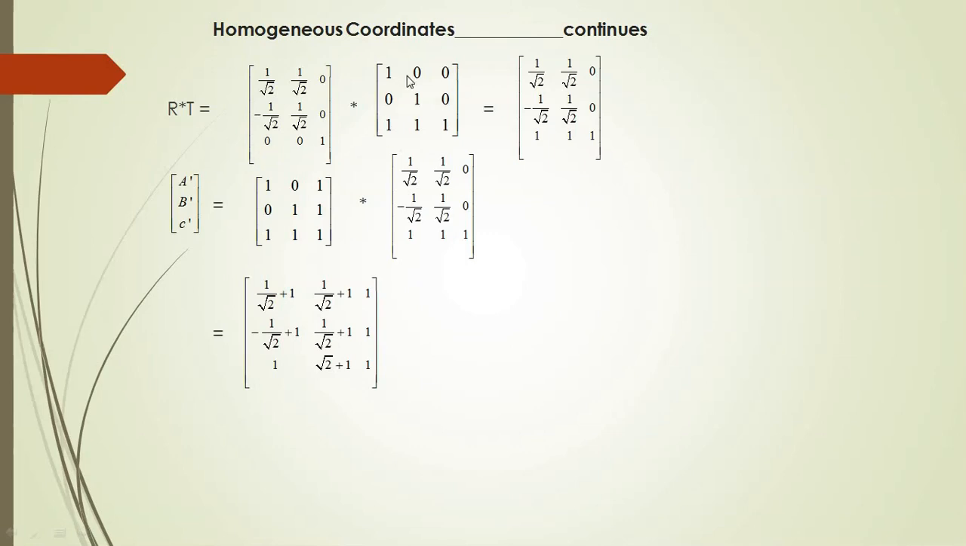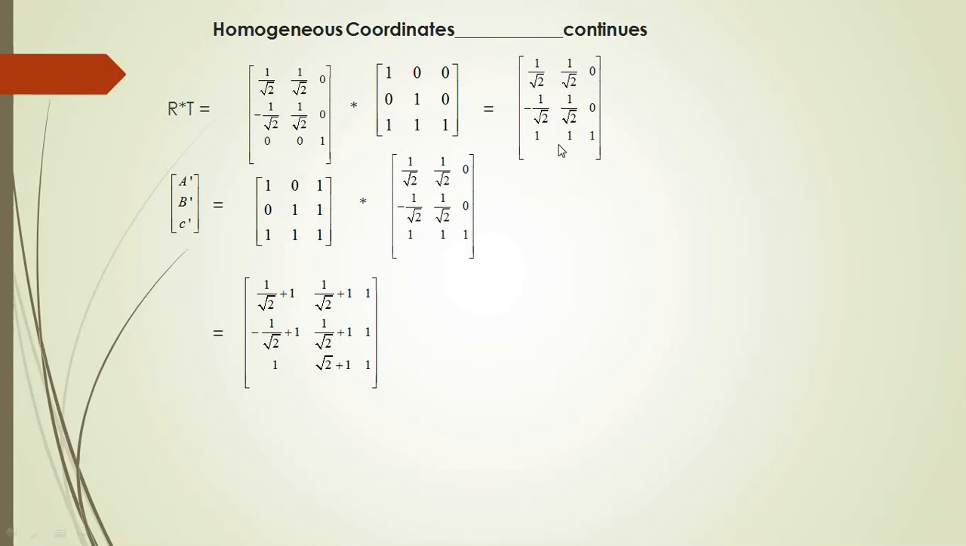This row is multiplied into the second column, that is 0 into 0 plus 0 into 1 plus 1 into 1. So the answer is 1. Then the third row is multiplied into the third column, that is 0 into 0, 0 into 0 and 1 into 1. So the answer is 1. This is our R into T answer.